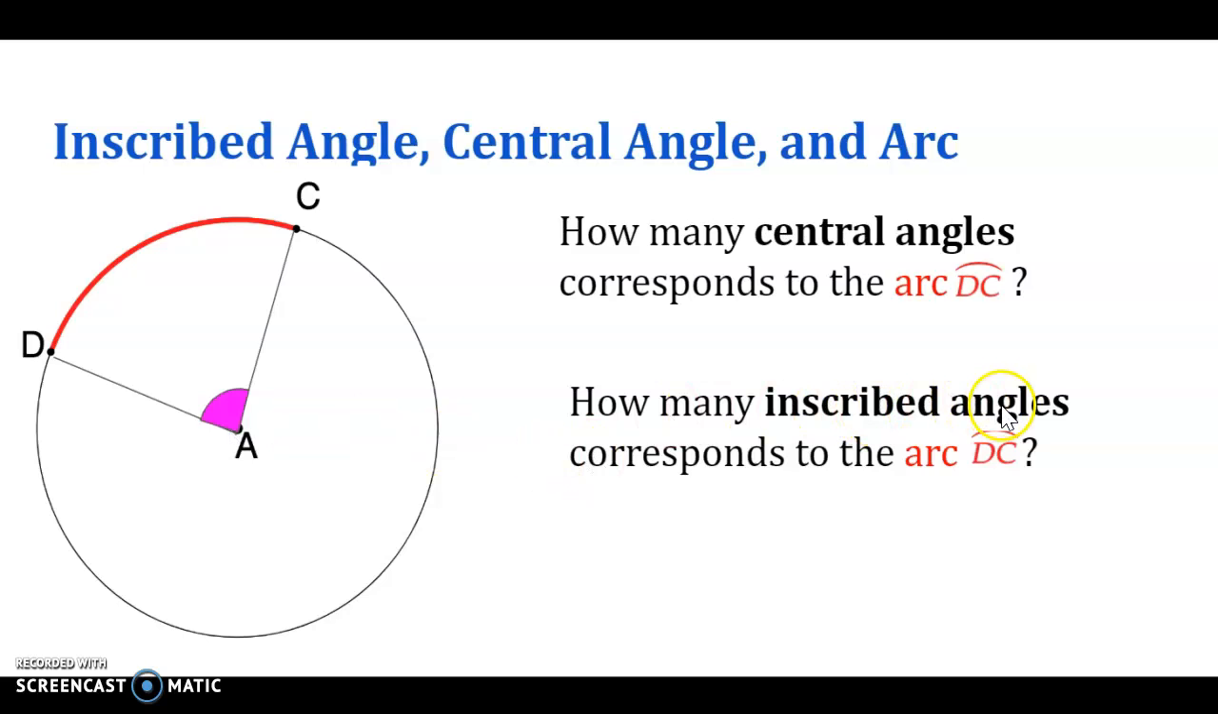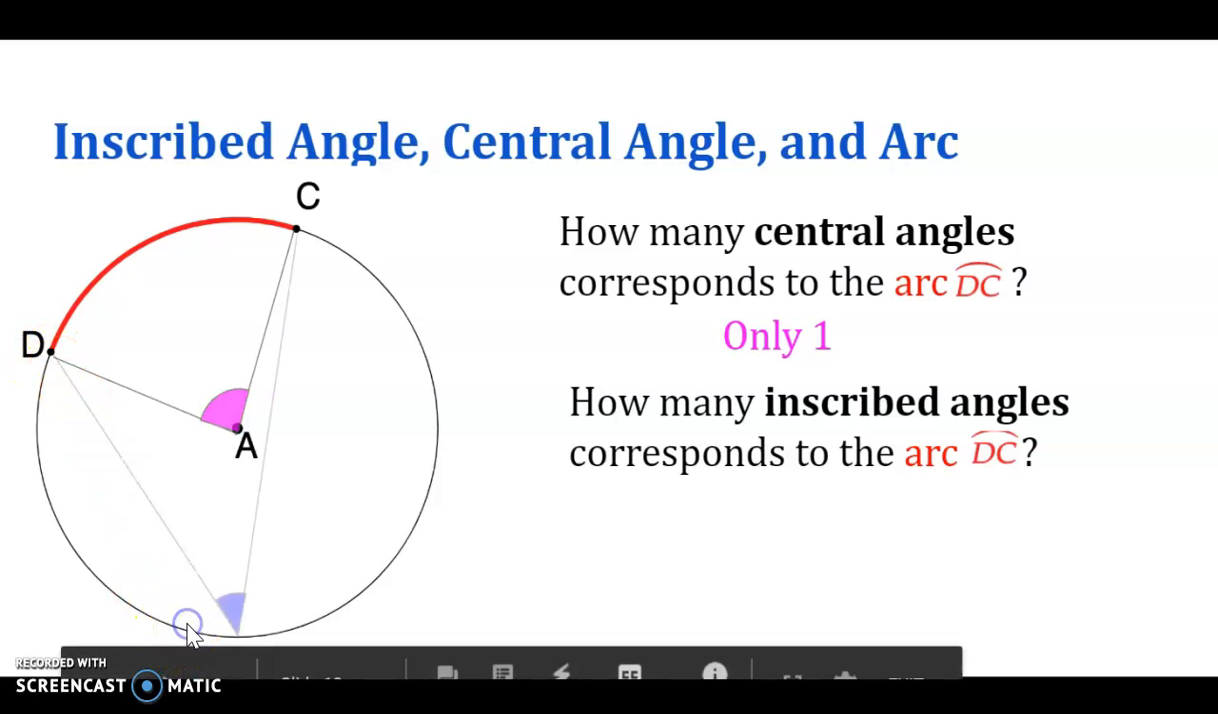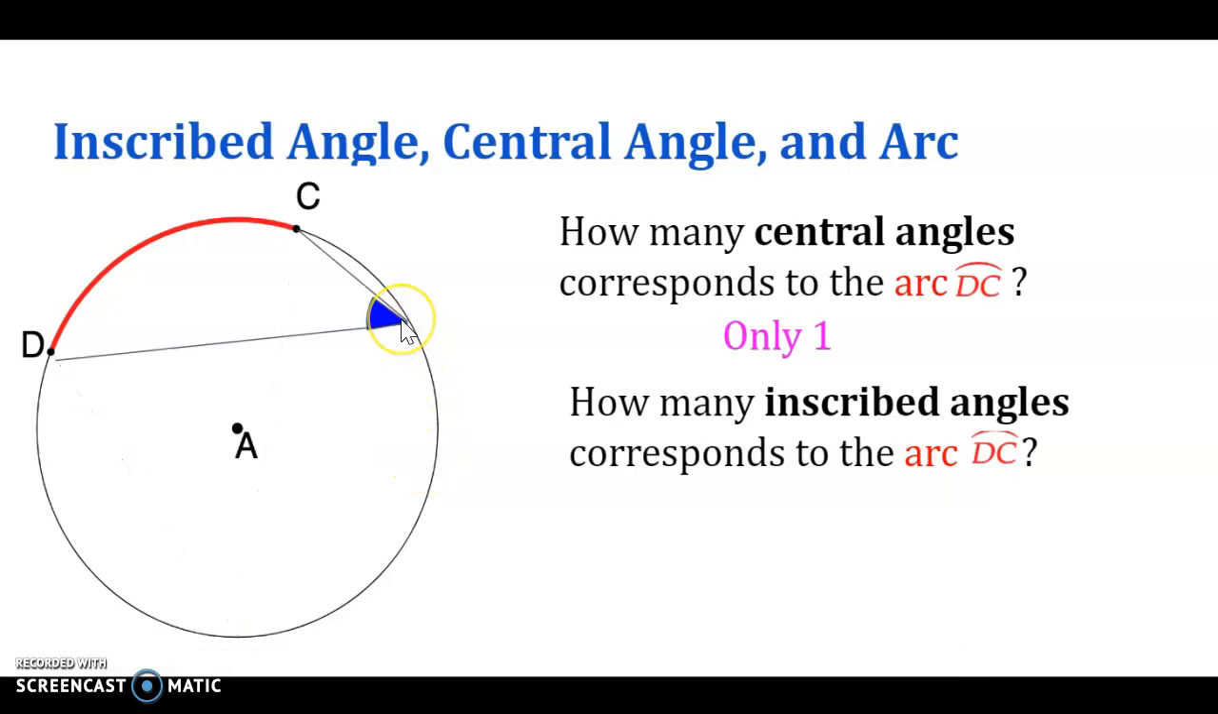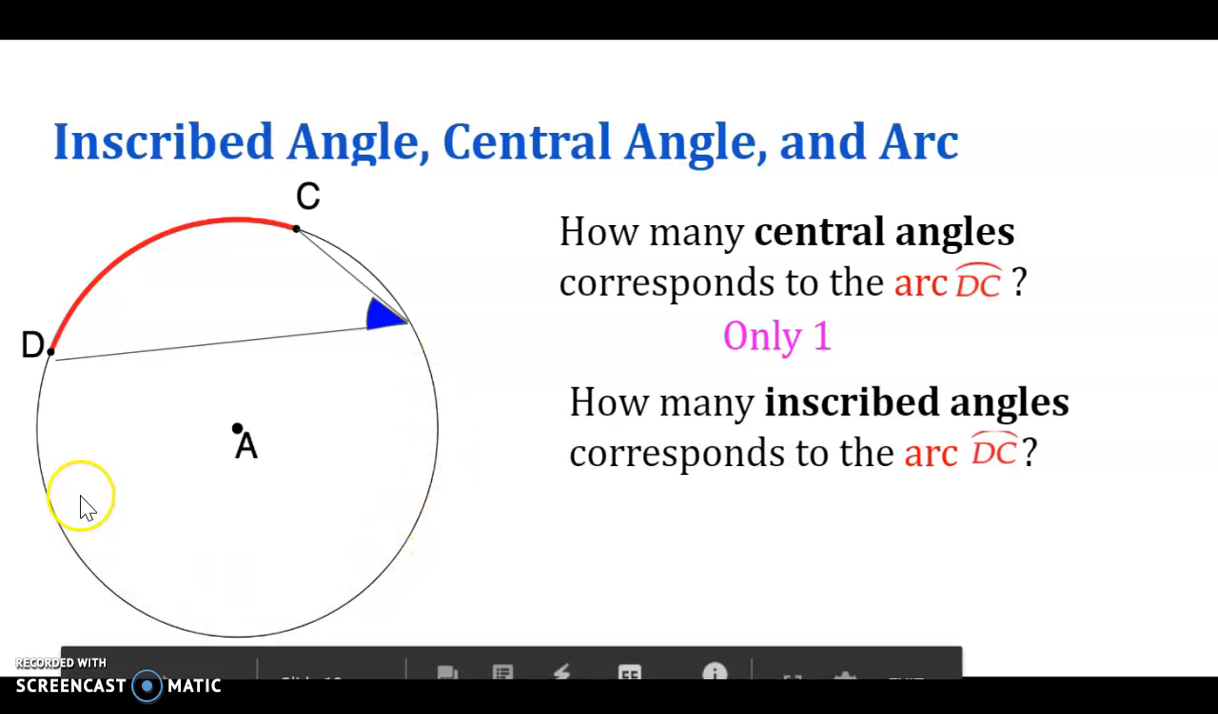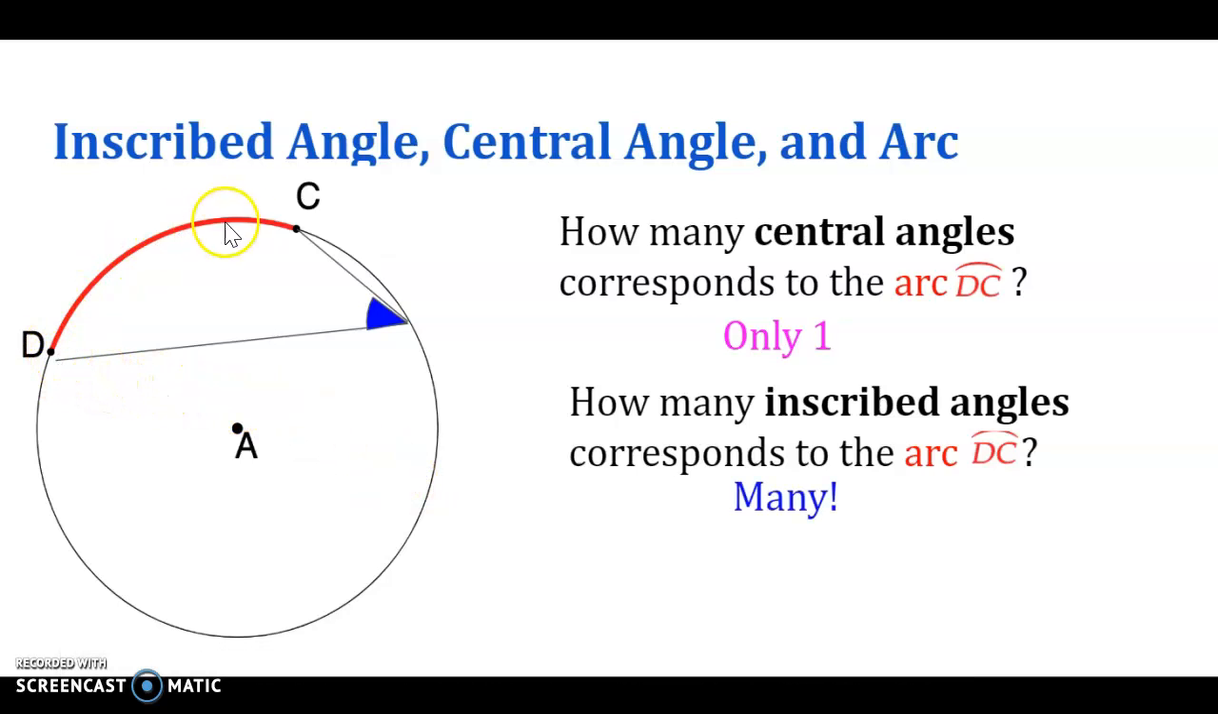What about inscribed angle? What's the definition of inscribed angle? If you have arc DC, you create another vertex, say here, and that would be one inscribed angle. Is that the only option? What if you moved it over here? Or move it over here, move the vertex anywhere. So there are an infinite number of inscribed angles that are possible given this arc DC.